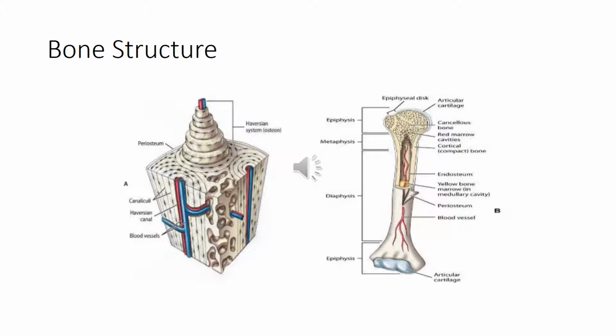The diaphysis is the main shaft of the bone, the middle part, the long part. It provides structural support and is composed of compact bone. The tubular structure of the diaphysis allows it to more easily withstand bending and twisting forces. And then the metaphysis is the flared area between the epiphysis and the diaphysis. Like the epiphysis, it's composed of cancellous bone also.